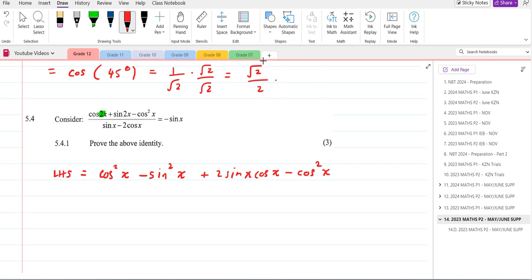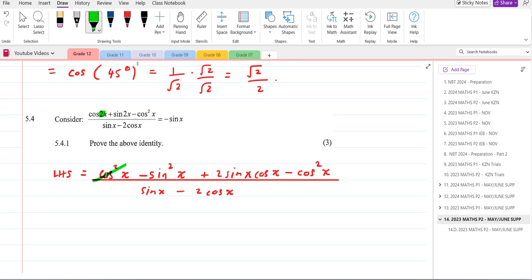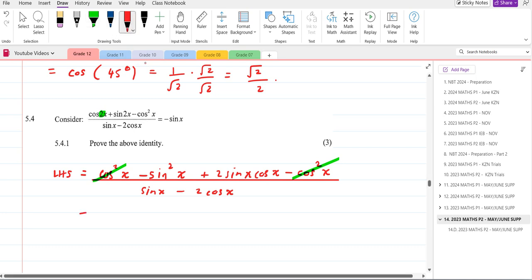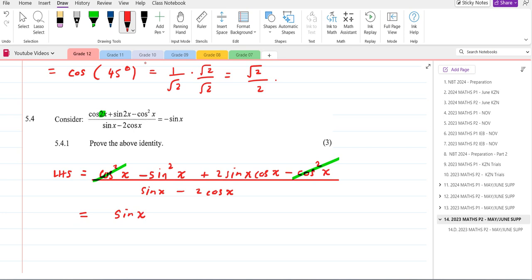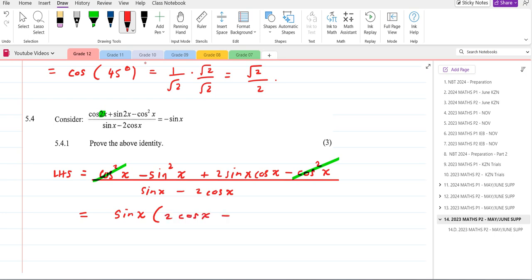all over sin x minus 2 cos x. Now what we can see is that the cos²x and the cos²x cancel out, and we can take out sin x as a common factor. Taking out sin x as a common factor, we are left with 2 cos x minus sin x.